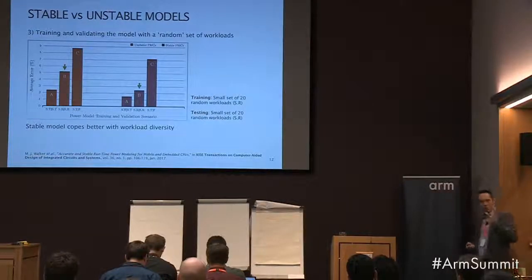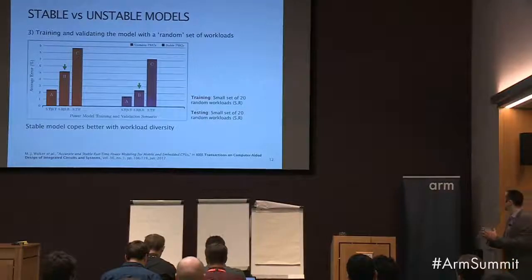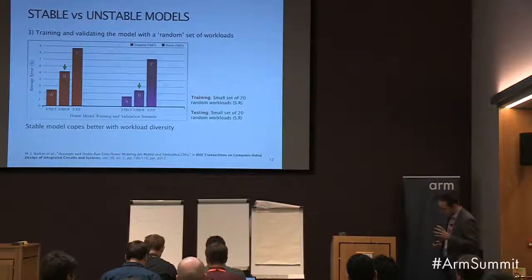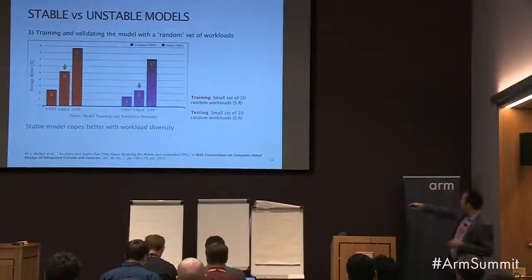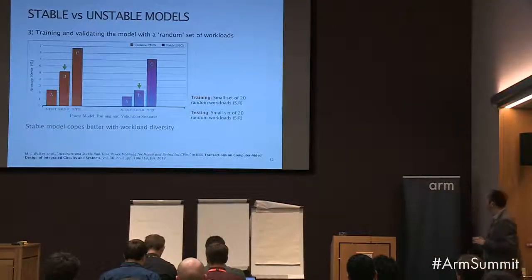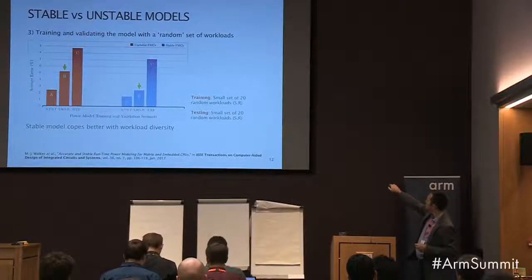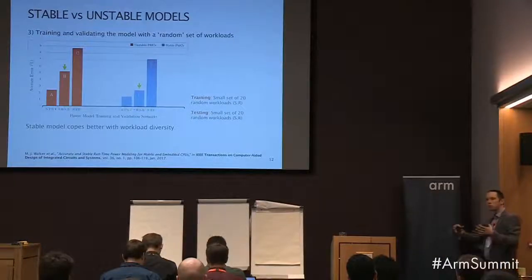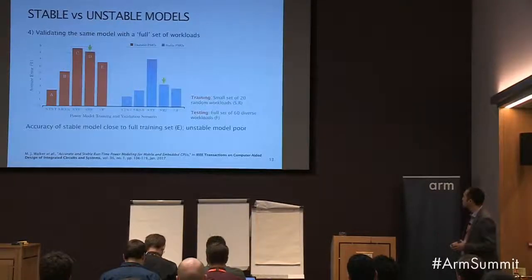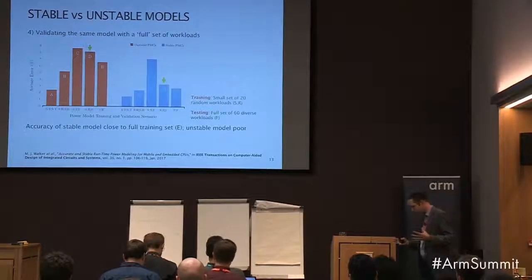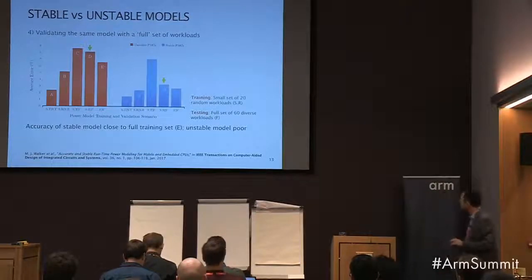Okay, so instead of just training it on a typical set of workloads, if we were to instead pick a random set from that full 60 and train it on that, so these are the bars marked in blue. If we train it on a small random set and then test it on a random set, the stable model starts to cope a lot better. It's got much more knowledge, and it can pull out much more information about how the power consumption is affected.